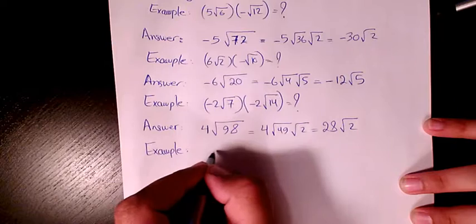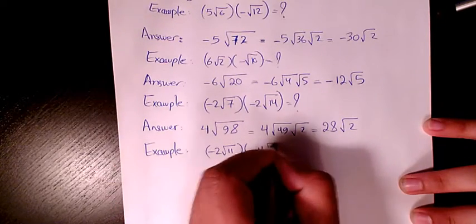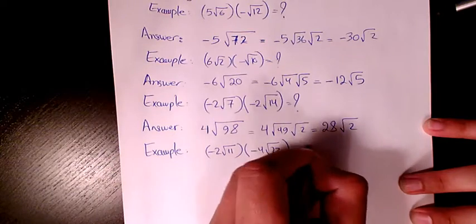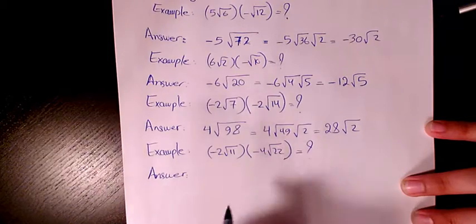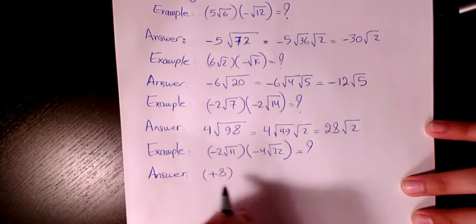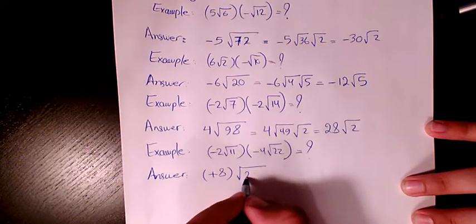Next example, we have negative 2 root 11 times negative 4 root 22. What is the answer? Answer will be negative 2 times negative 4, which will be positive 8. Root 11 times root 22 will be root 242.